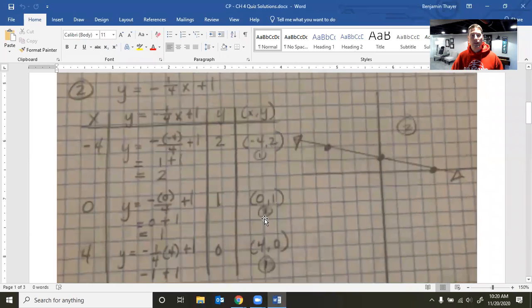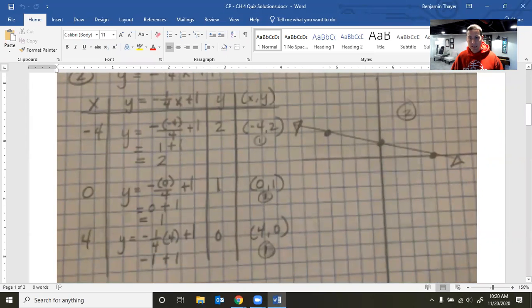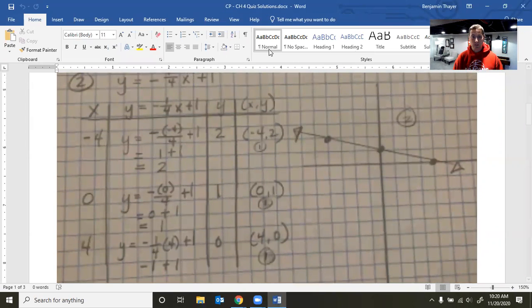In number 2, it always makes sense. It's always a good idea, as I've told you in class, to choose 0 as an x value. So here's our 0 right there. And then you get the point (0, 1) as a result.